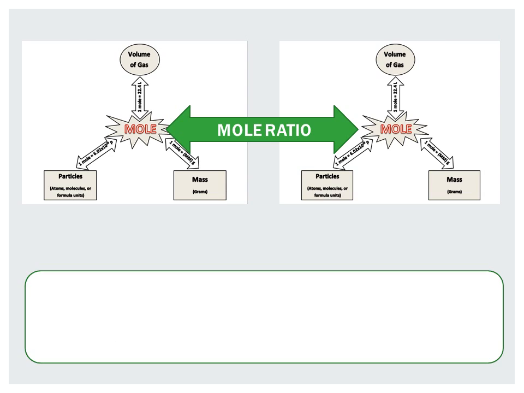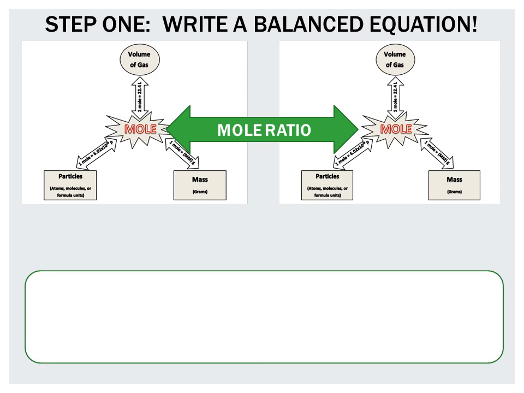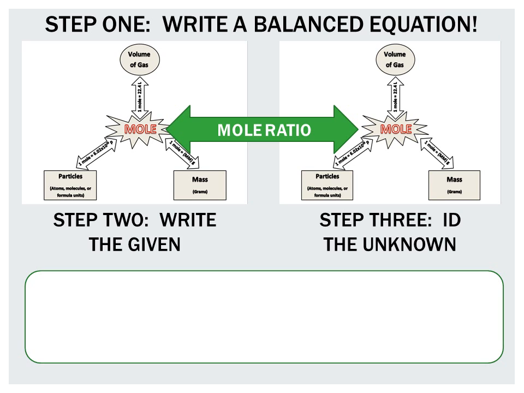So let's review the steps that I just went through. Step 1 was to start with a balanced equation. Sometimes you'll be given an equation that's already balanced. Sometimes you're going to have to balance it yourself, or write it yourself from a word equation, predict the products, and so on. All that good stuff. Step 2, write the given. We always, in the top left corner, write the given. Step 3 is to identify your unknown.